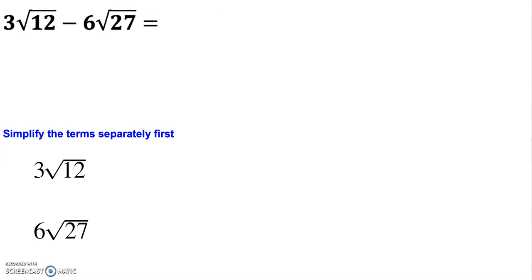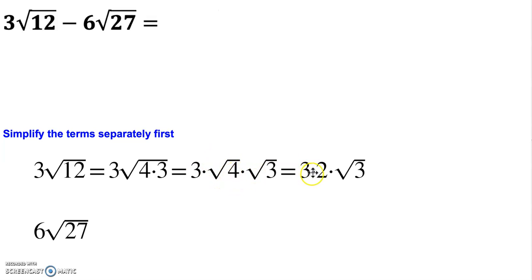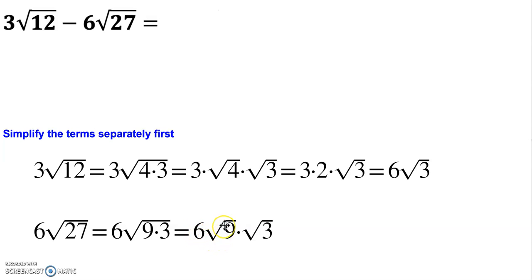Next, we have 3 root 12 minus 6 root 27. They're not the same, so we simplify first. 3 root 12 becomes 3 times the square root of 4 times 3. Separate the radicals, and then take that square root of 4. But then we can multiply the 3 times the 2, and that becomes 6 root 3. So 3 root 12 becomes 6 root 3. 6 root 27, we separate the 27 into 9 times 3. We have 6 times root 9 times root 3, which becomes 18 root 3.